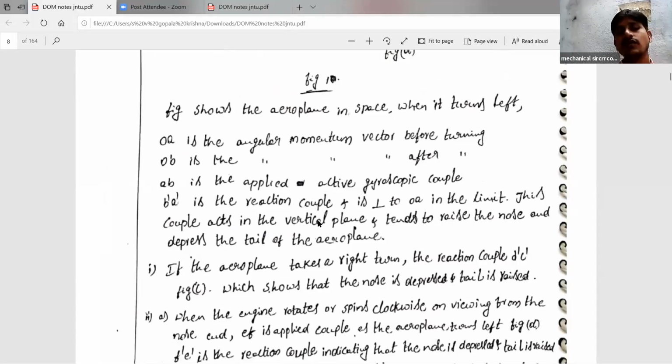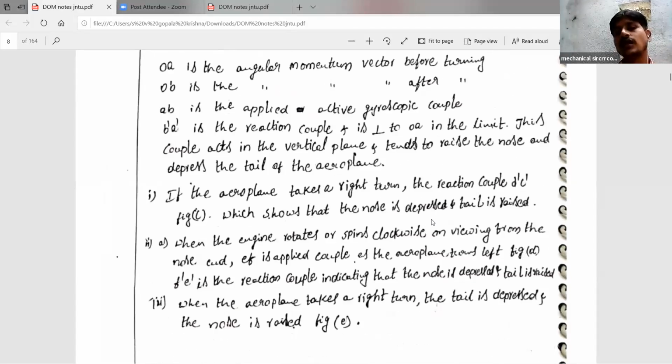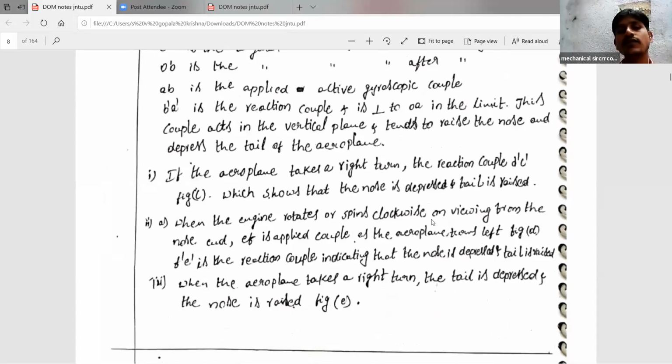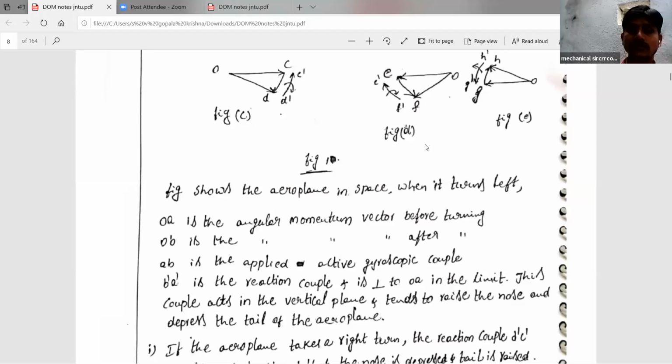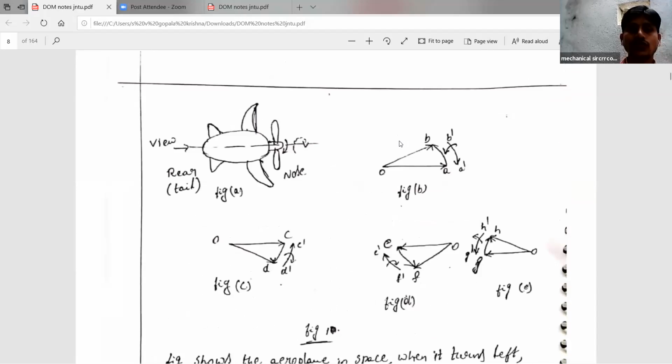And the third condition is when the engine rotates clockwise when viewing from the nose end. Now they are viewing from the nose side. When the direction of rotation is clockwise and viewed from the nose end, the plane will take a left turn. All of you observe that.